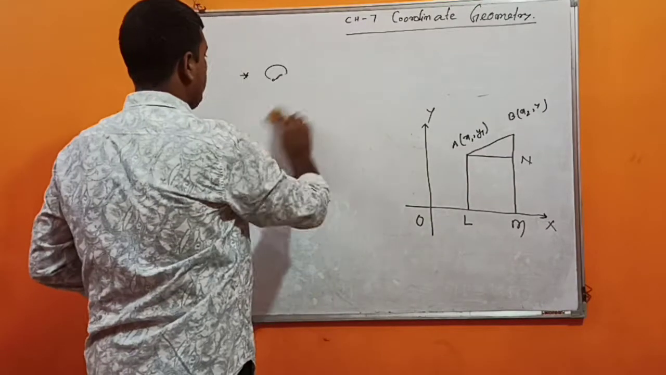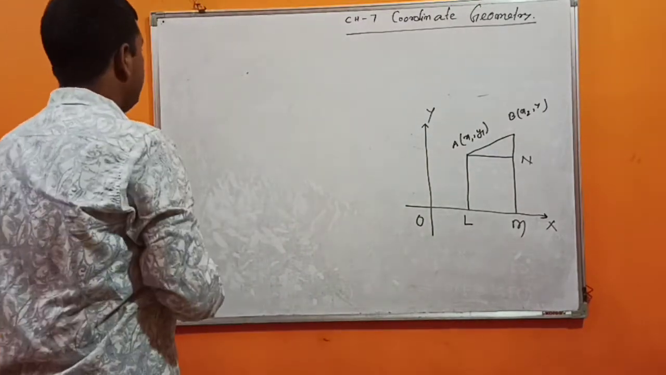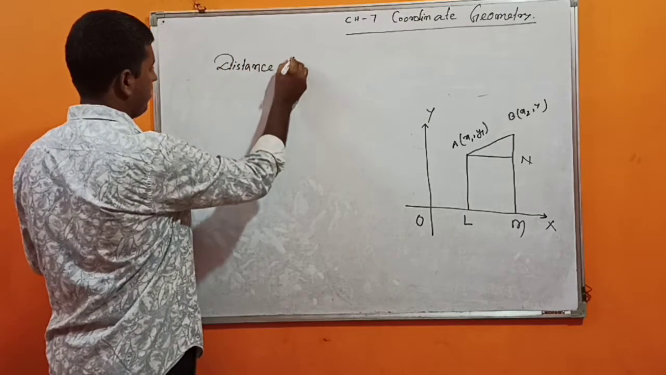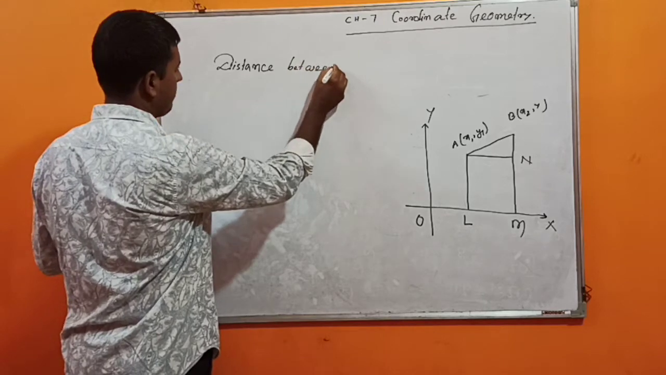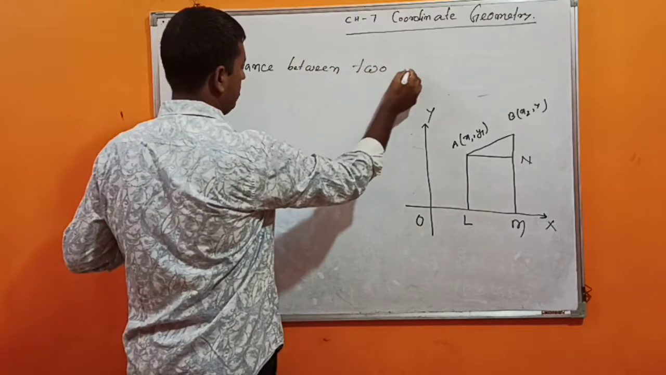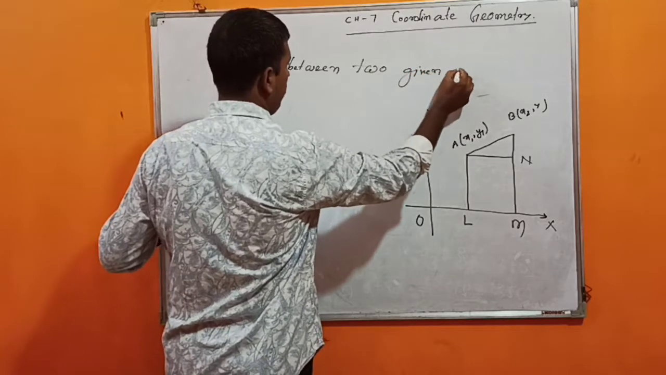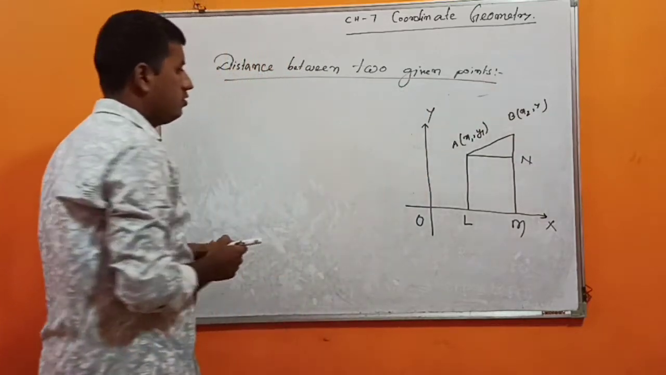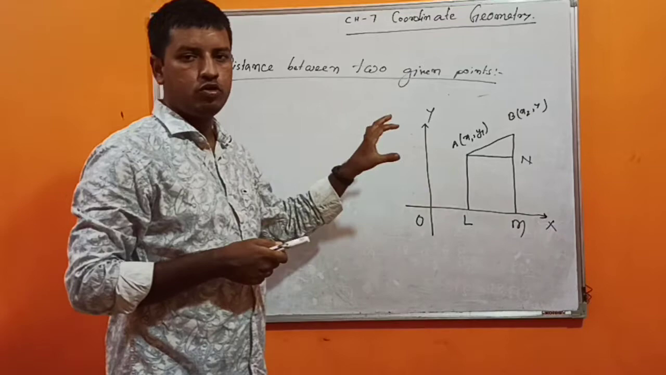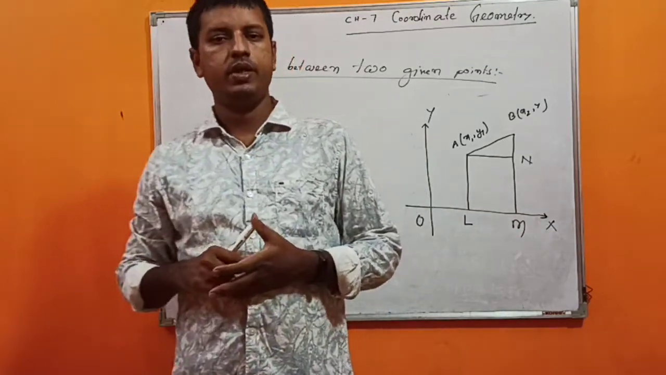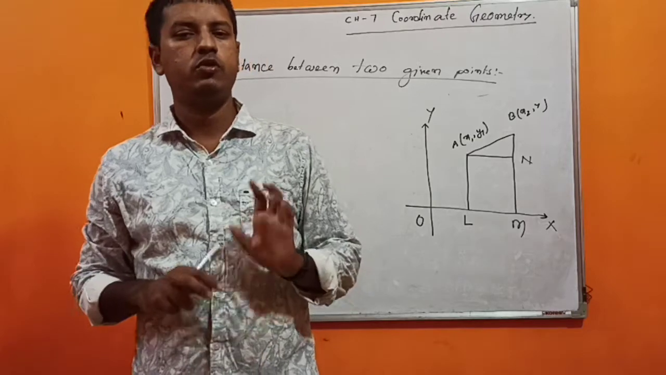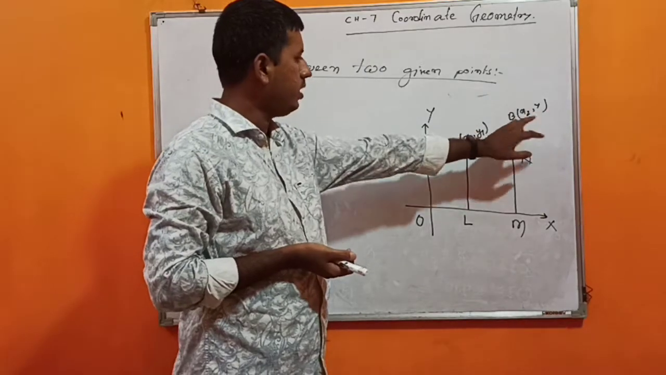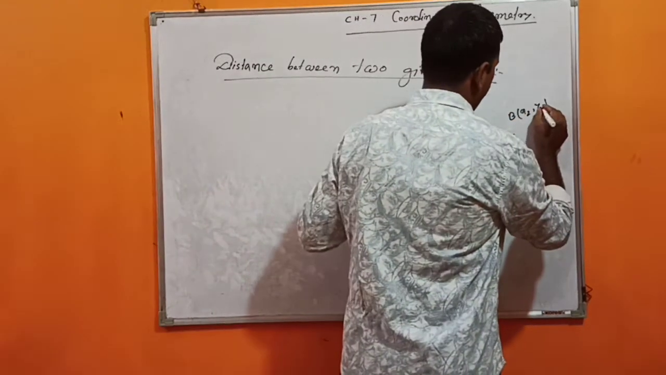We have to find the distance between 2 given points. So I am writing the key points only. If you go through the book, in the second line, second page of coordinate geometry, you will find the distance between 2 points. So here one point is A x1 y1, another point is B x2 y2.